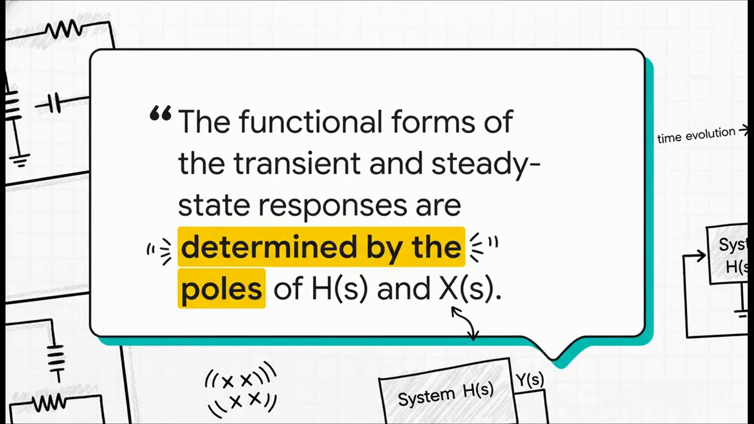So, the key takeaway here is this. Once you find a circuit's transfer function, you can predict its entire response. The properties of this one single function, specifically the values of s that make its denominator go to 0, which engineers call poles, they tell you everything about its natural, transient behavior. It is an unbelievably efficient way to get to the core of how a system works.